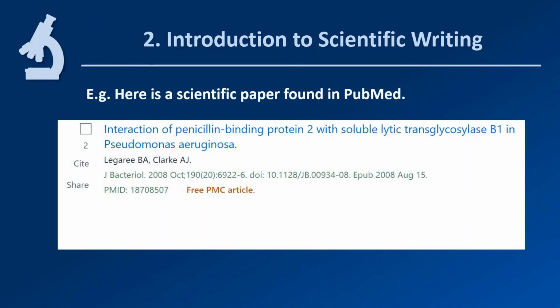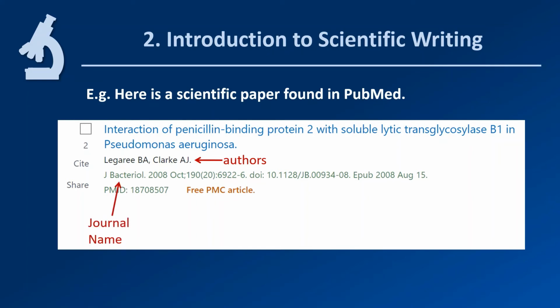Here's an example of a scientific paper found in PubMed. This is actually something that I published a few years ago, and I just wanted to show you what we're looking at when we see all this information here. So first of all are the authors. There's my name, Blaine Legary, and I published this with somebody named Anthony Clark.